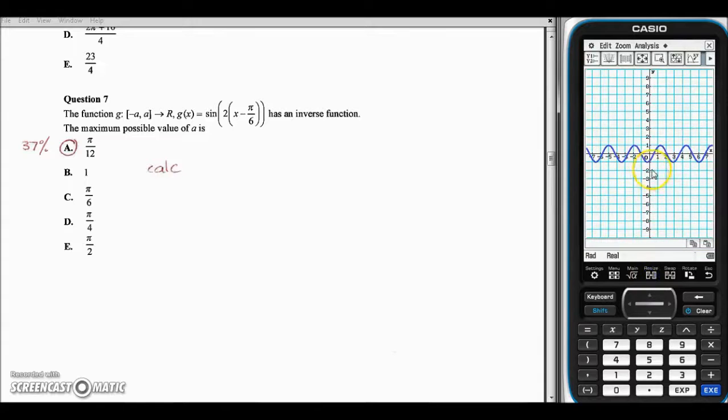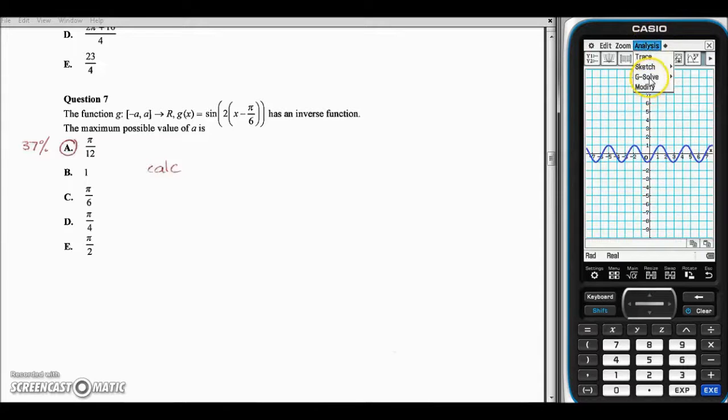Okay, so that's what it looks like. Now, you should be able to see that the value for a, the domain, can only go as far as one of these turning points. So really, I can't make a any bigger than what that little minimum down there has to be.